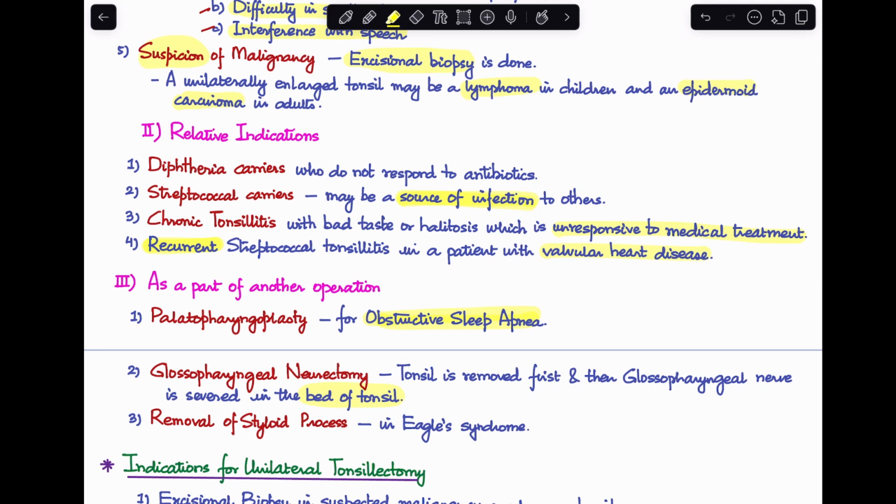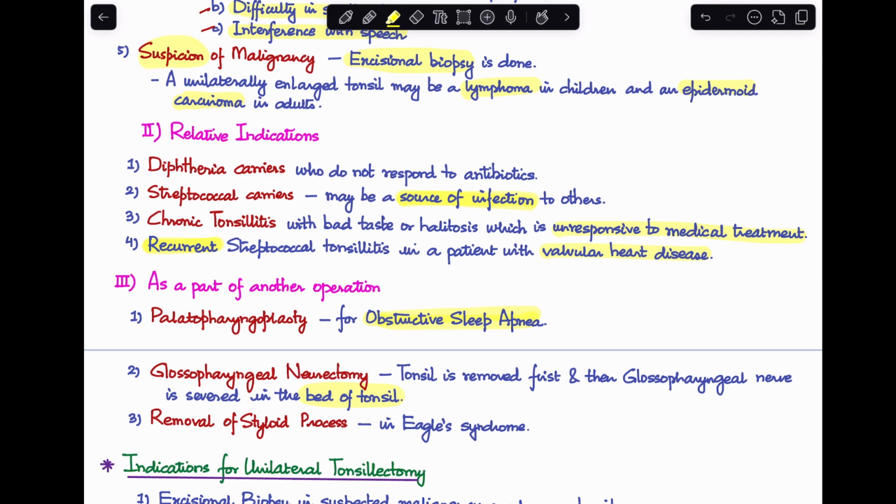And the last indication here is removal of the styloid process, or styloidectomy, in Eagle's syndrome. In Eagle's syndrome, basically the styloid process is elongated. It causes a lot of pain. So the treatment could be a removal of the styloid process. In that case, tonsillectomy also has to be performed to reach the styloid process.